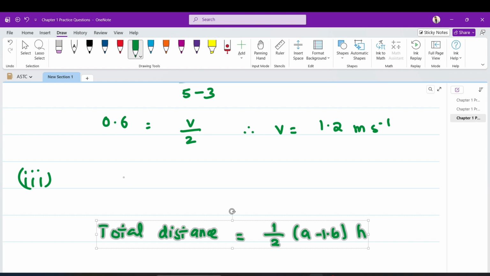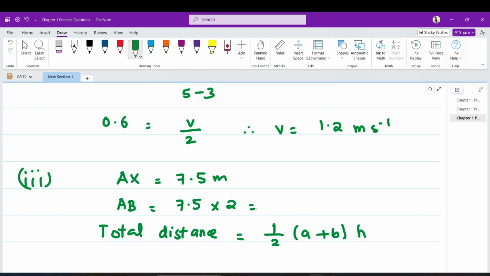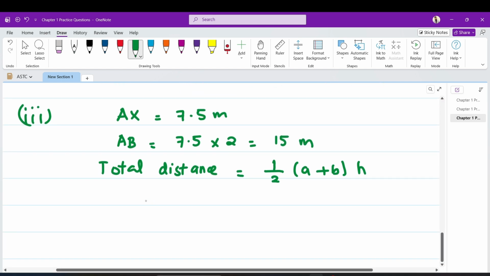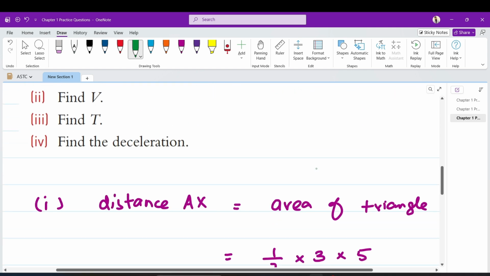Before we write this down, let's write a couple of things. We know that AX is 7.5 meters, so AB will be 7.5 times 2, which is equal to 15 meters. That's how we get the value for total distance. So 15 is equal to 1 over 2 times. Now I need the dimensions of the two parallel sides, so let's take a look at the diagram.